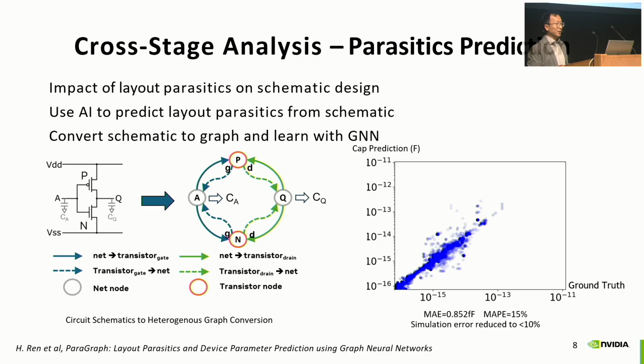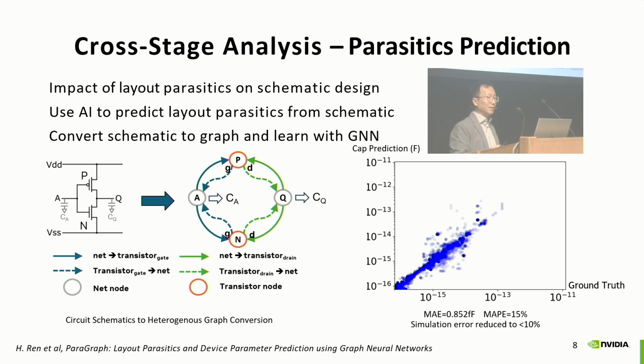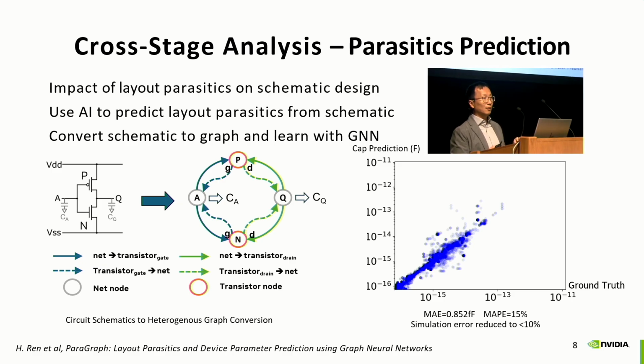The second AI application for design analysis is layout parasitics prediction. This application demonstrates the capability of AI to perform cross-stage analysis. So in analog design, the designers often start with schematic design, and then they have to draw the layout. The designer has to consider the layout parasitics effect when they design a schematic to achieve the design goal. So can we use AI to predict the layout parasitics even without the layout? Because the layout process is very time-consuming.